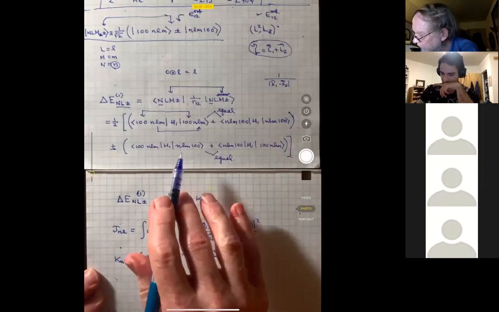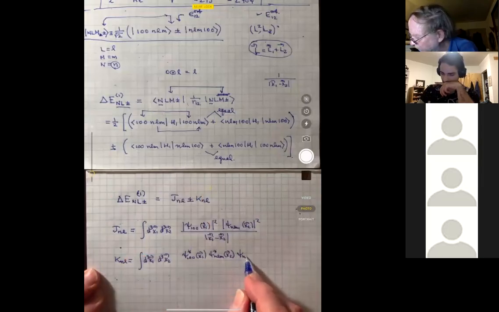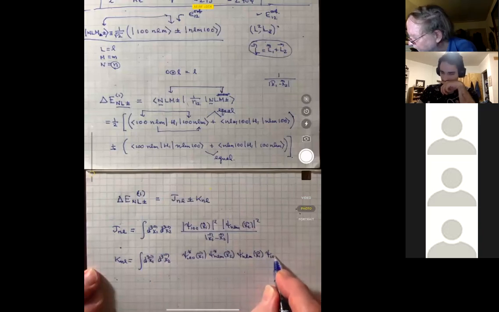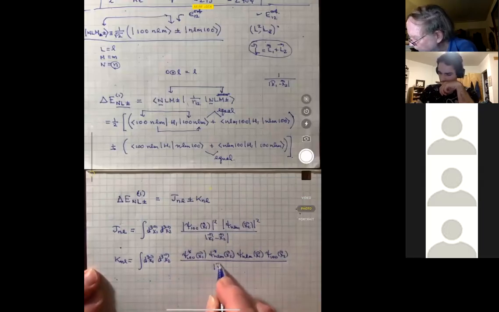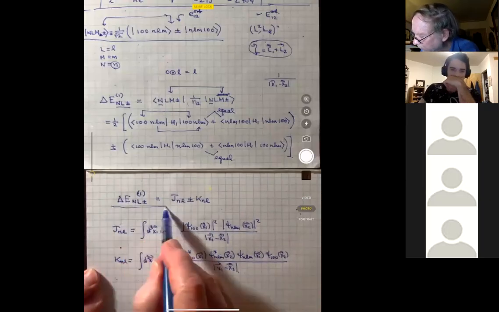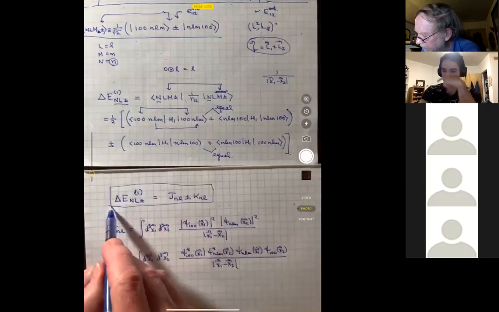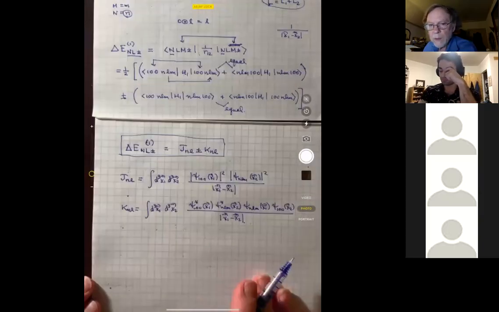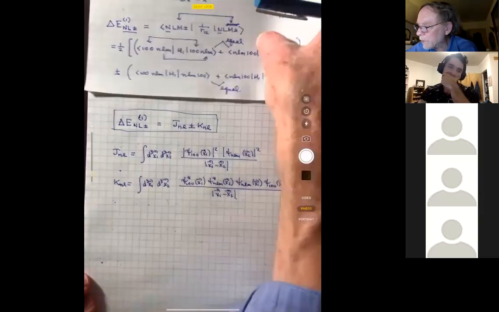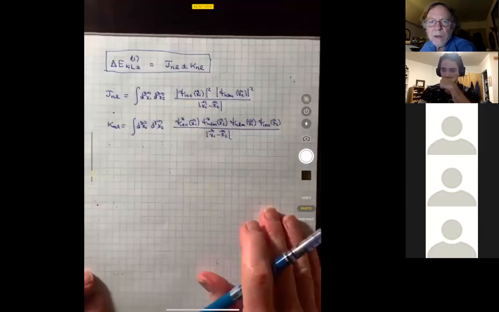We then have ψ_NLM star of x1, and from here we have ψ_100 of x2 star. And this is also divided by the Coulomb denominator, x1 minus x2. And as I say, the energy shifts are the J plus and minus the Ks. So these are two kinds of integrals which occur in this type of perturbation theory.